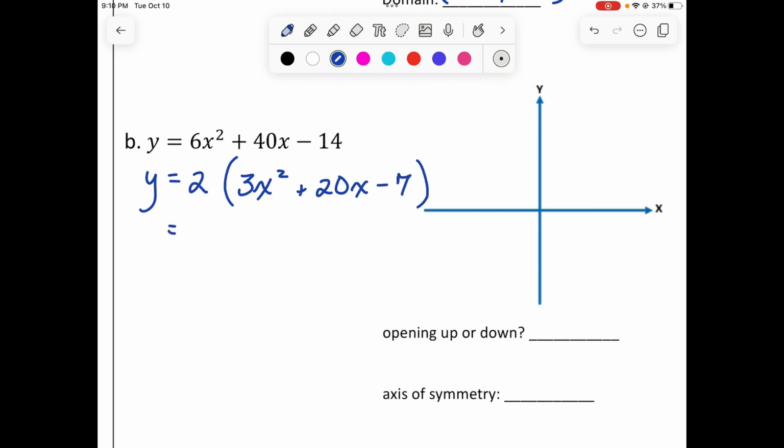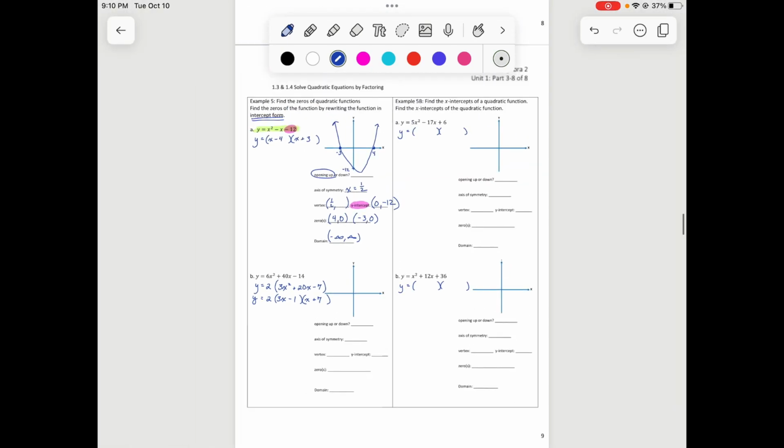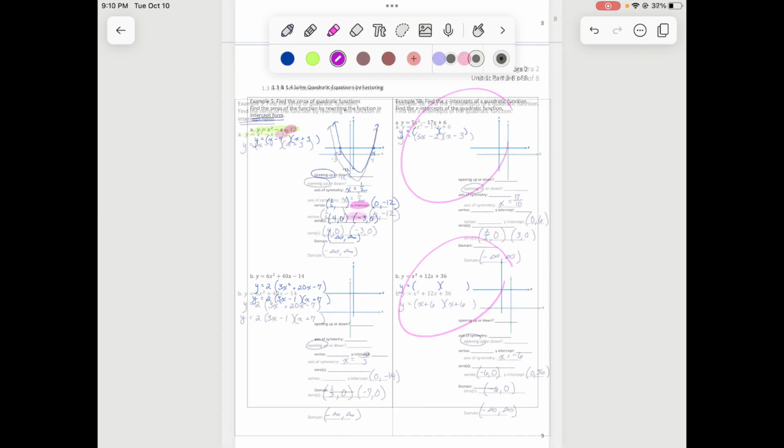Now that we have factored out the GCF, we can go straight to 2 sets of parentheses. And now go ahead, pause and factor, and then come back. All right, so you should have had 3x and x plus 7 here, minus 1 here. Don't drop the y equals. And then go ahead and you can fill in the rest of this. So go ahead, take a pause, work through b, and then also work through the other two over here. You can fill in everything except you don't have to find the vertex. If the axis of symmetry is a fraction, then you can hold off on that for now. All right, so pause and then come back to check your work.